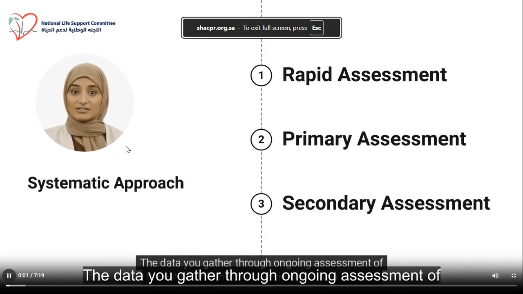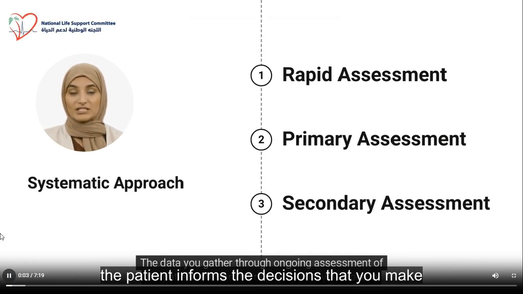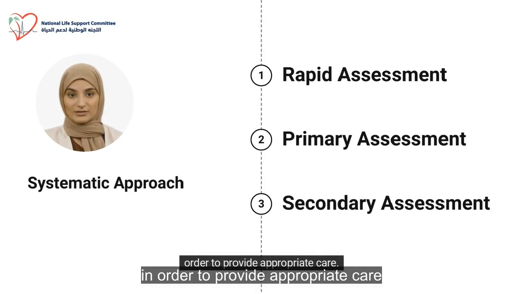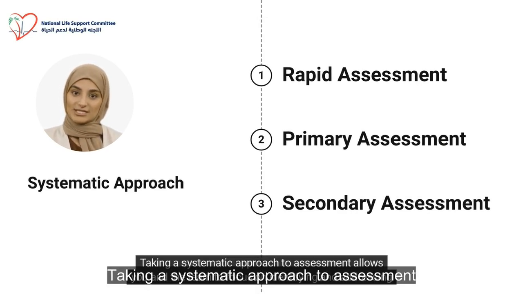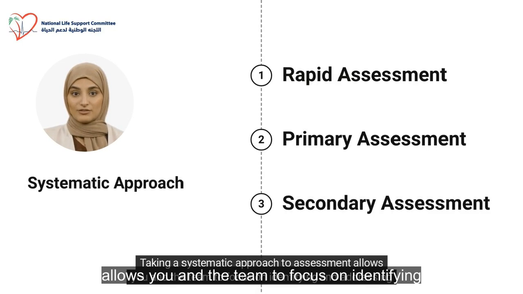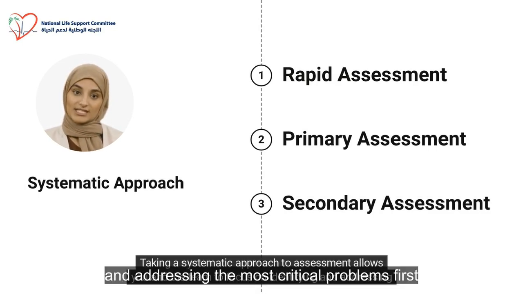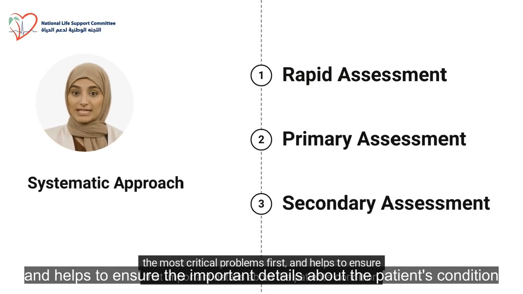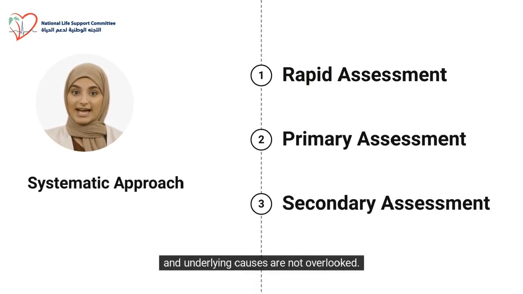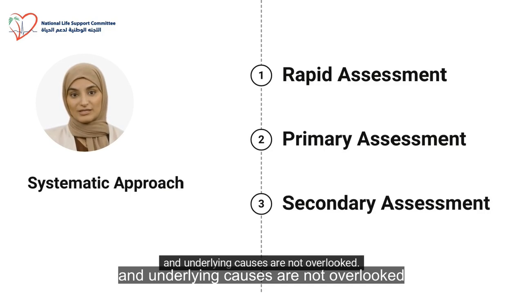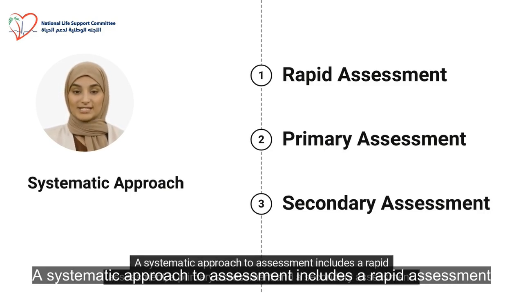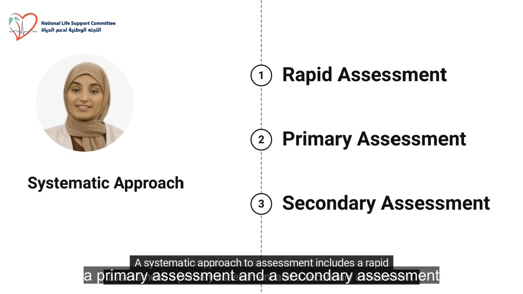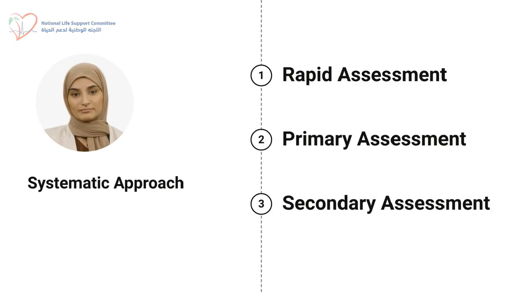The data you gather through ongoing assessment of the patient informs the decisions that you make in order to provide appropriate care. Taking a systematic approach to assessment allows you and the team to focus on identifying and addressing the most critical problems first, and helps to ensure that important details about the patient's condition and underlying causes are not overlooked. A systematic approach to assessment includes a rapid assessment, a primary assessment, and a secondary assessment.